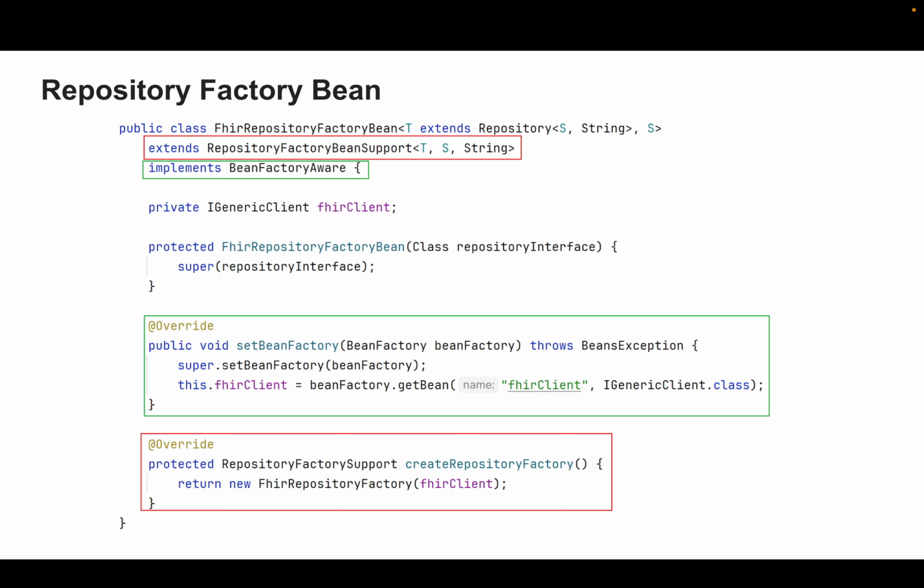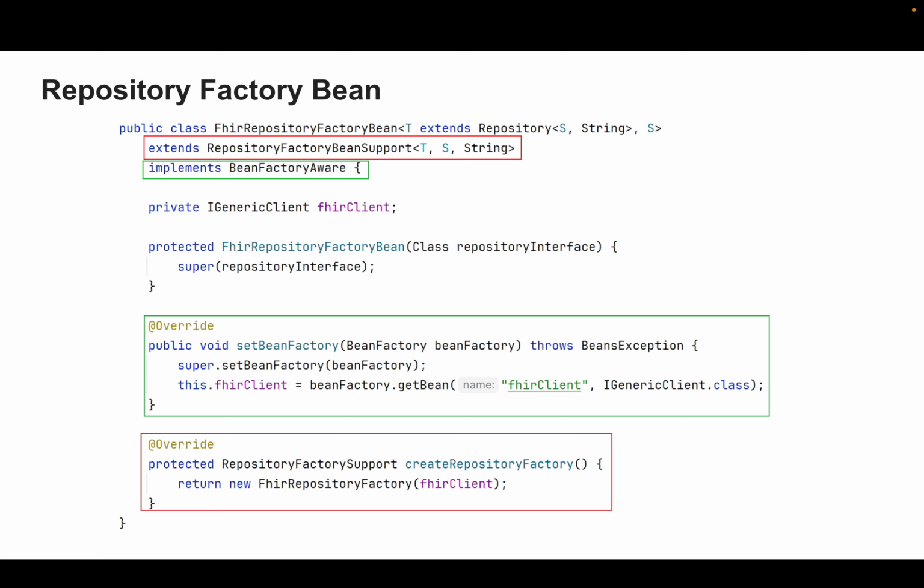Repository factory bean is responsible for creating the instance of our FHIR repository and providing all the dependencies it needs. That's the place where we take a link to the FHIR client from the Spring context and put it into our FHIR repository factory and finally into our repositories.